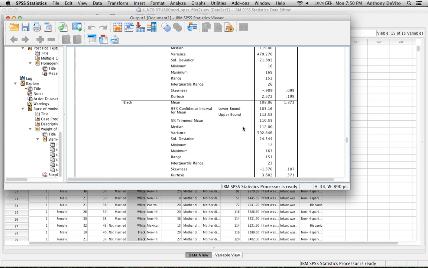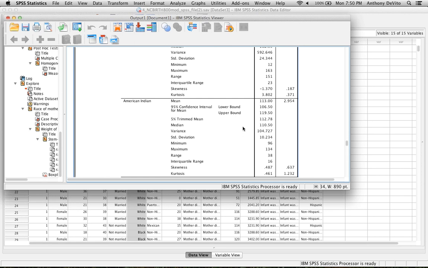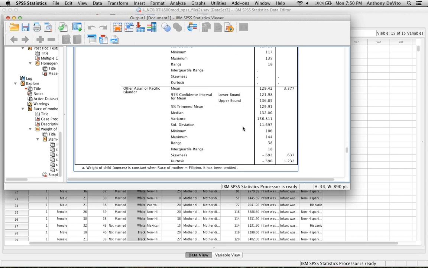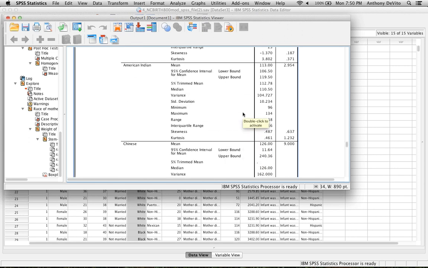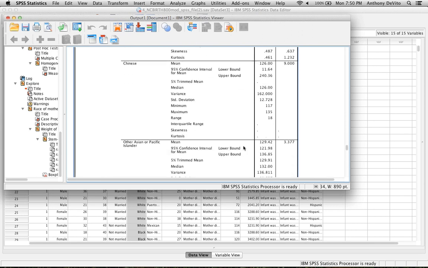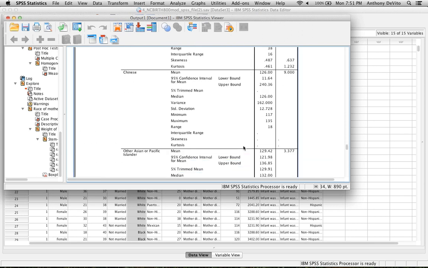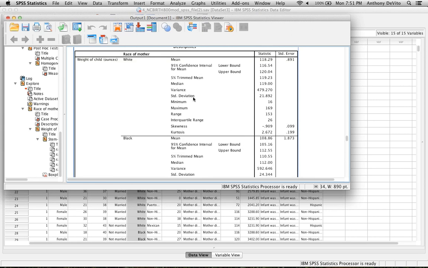See what I get. Okay, so I have race of the mother: white, black, American Indian, Chinese, Pacific Islander, or Asian or Pacific Islander. Okay, so I have 1, 2, 3, was it 4? 1, 2, 3, 4, 5 groups there. Okay, let's say I want to compare the means for these 5 groups. I want to do an analysis of variance. I want to compare the means for all 5 of these groups.